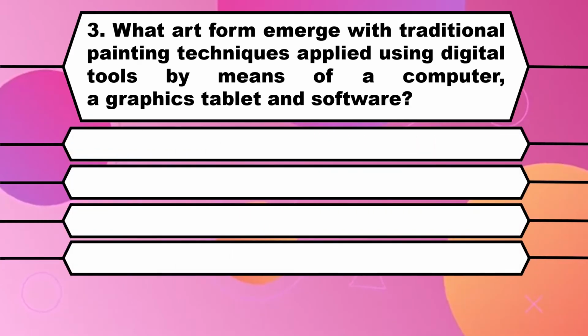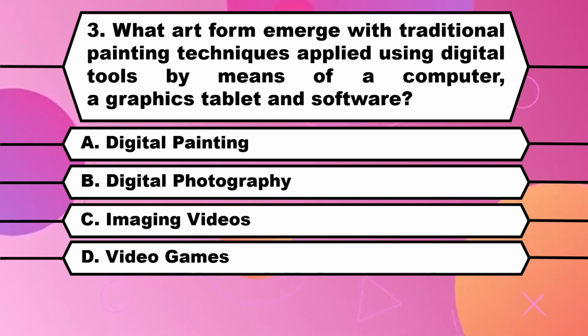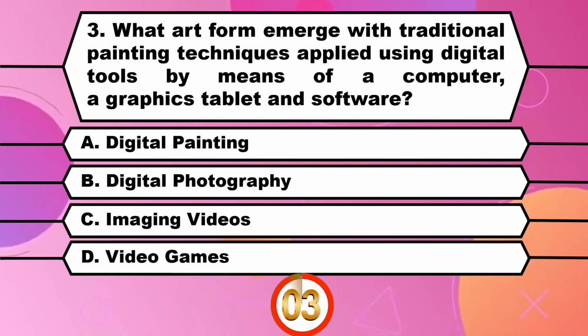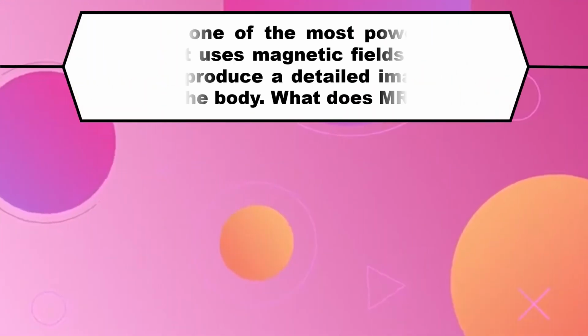Question number 3. What art form emerged with traditional painting techniques applied using digital tools by means of a computer, a graphic tablet, and software? A. Digital painting. B. Digital photography. C. Imaging videos. D. Video games. The correct answer is A. Digital painting.